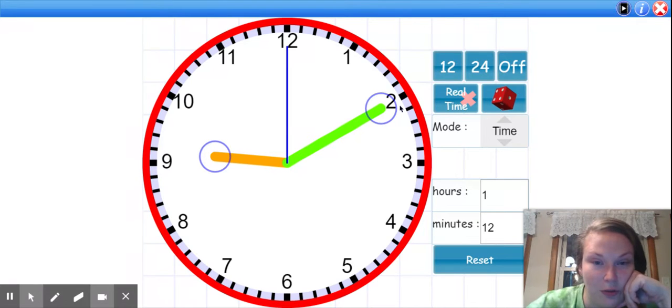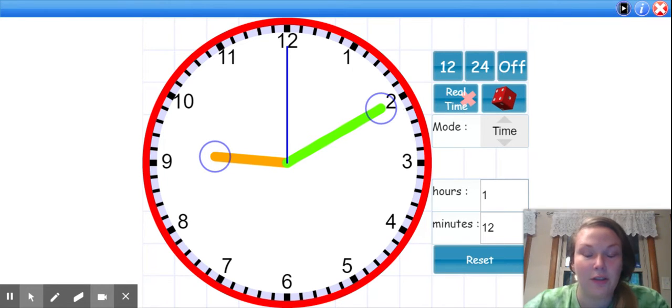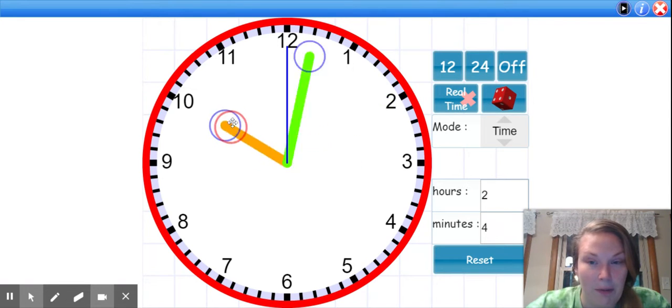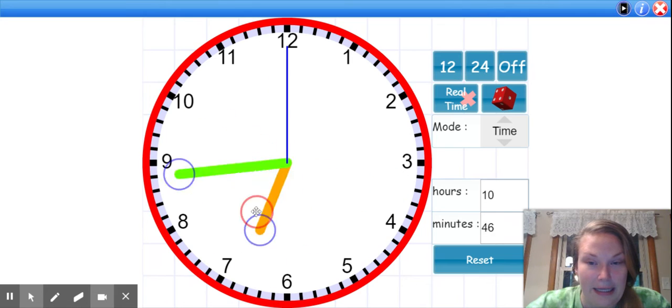Lastly, I want you to know that, oh no, I just lost my train of thought. Oh yeah, so really quickly, I'm sure you know this, but the short hand is for hours and the long hand is for minutes. So you really want to pay attention to which hand is where.